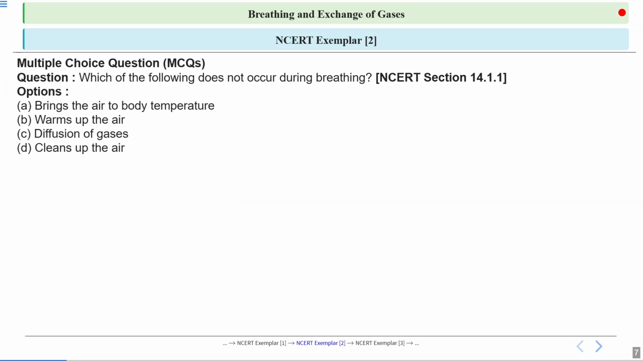Which of the following does not occur during breathing, right? This question has been taken from NCERT section 14.1.1, and let us see the options. A, brings the air to the body temperature. B, warms up the air. C, diffusion of gases. And D, cleans up the air, right? Which of the following does not occur during breathing? Let us see the correct answer of this question.